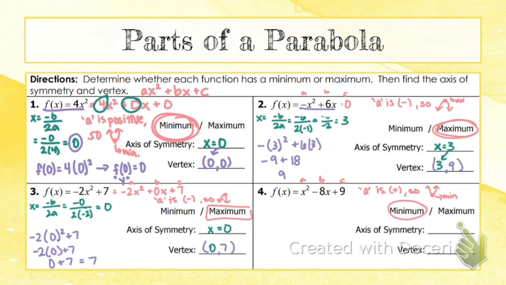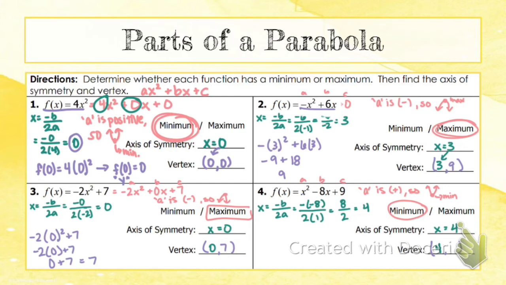Okay, now we want to know the axis of symmetry. X equals negative b divided by 2 times a. So b is negative 8, so we have negative negative 8 over 2 times a, which is just positive 1. So 8 over 2 times 1 is 2, so we just get 4. X equals 4. And 4 is the x value of our vertex.